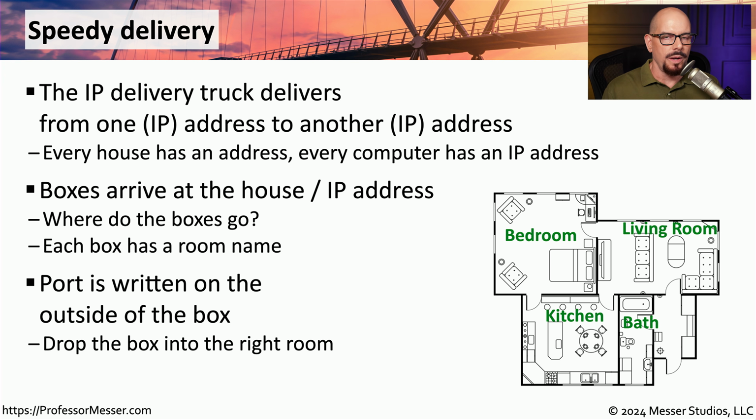IP works in a similar way, where each box of data is provided a room name. And in the world of IP, it's provided via a TCP or UDP port number. Instead of having bedroom, living room, kitchen, or bath, there will be a number associated with that data, such as port 80, port 443, port 123, or port 25. When those TCP or UDP boxes arrive at the house, we simply look at the TCP or UDP port number and deliver that box to the appropriate application running on that server.